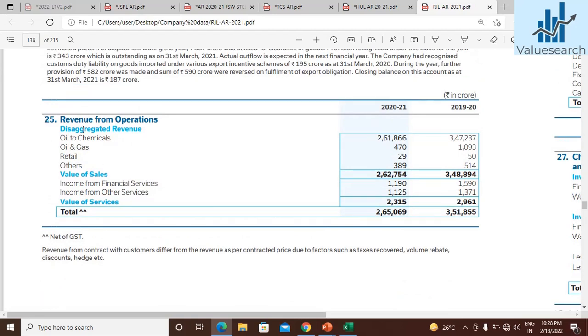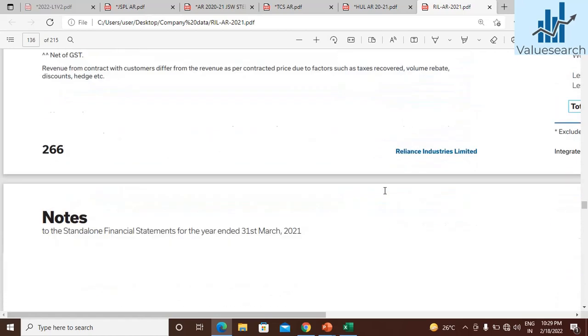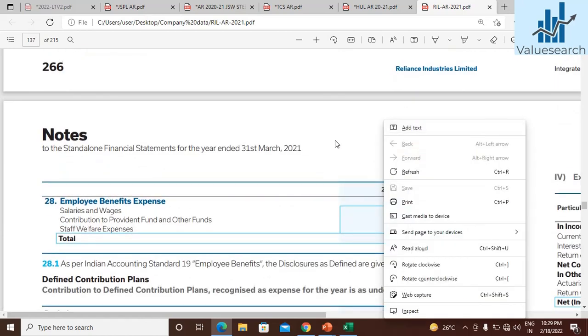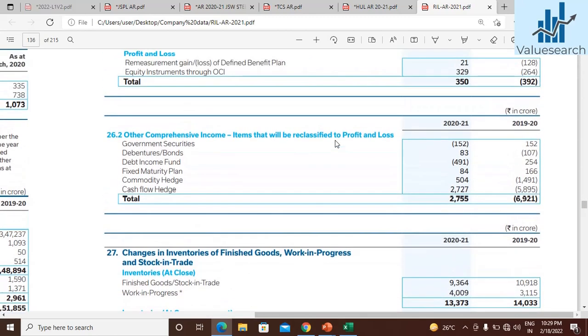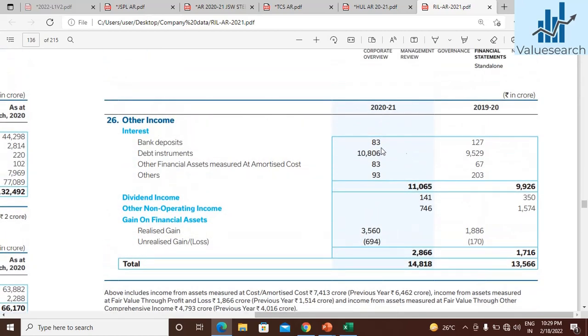If you now go to the company's notes to accounts, you can see revenue from operations, disaggregated revenue. This is also product-wise revenue disintegration. You can see it. Oil to chemicals, this much. Oil and gas, this much. Retail and others, this much. Total value of sales, this much. Income from financial services, this. Income from other services, given here. And other income, you can look at this table.